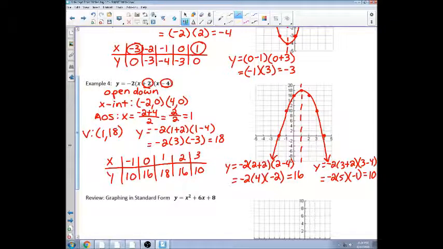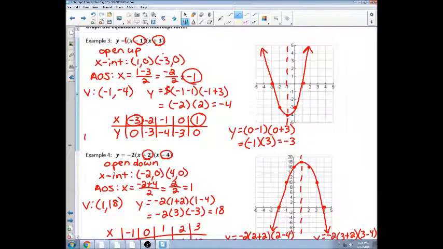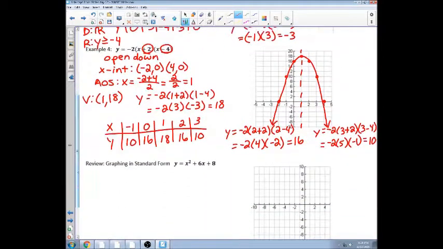Last thing I need to do, which I forgot to do in example 3, what did I forget to do? The domain is all real. The range is y is greater than or equal to -4. Cannot forget those. They are very important. The domain is all real. The range is y is less than or equal to 18.